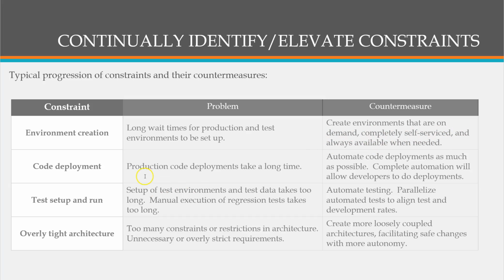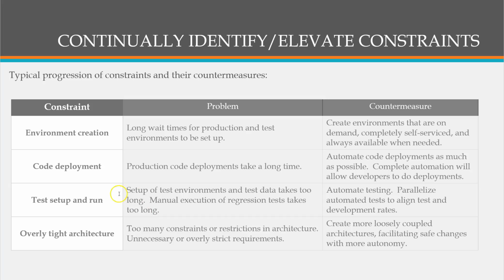Code deployment. Production code deployments take a long time. The way around this is to automate those deployments as much as possible. By completing the automation process, it will allow developers to do deployments instead of waiting for someone later on in the process.